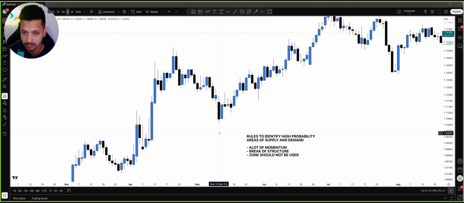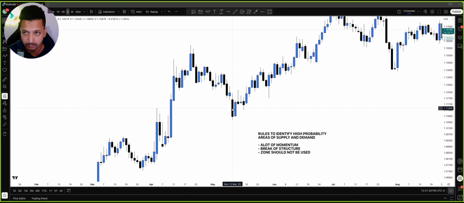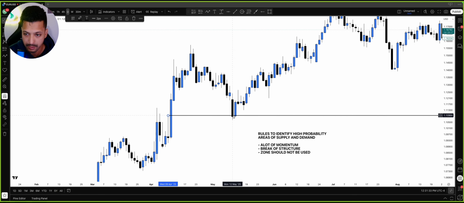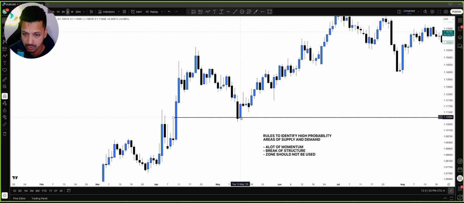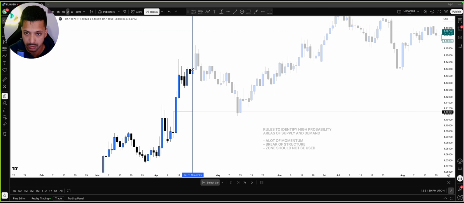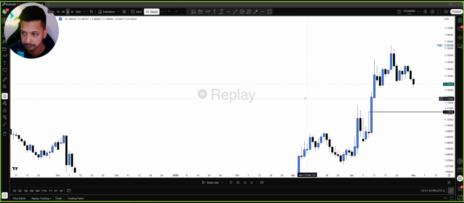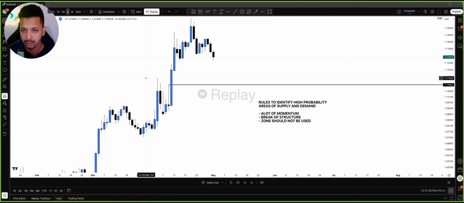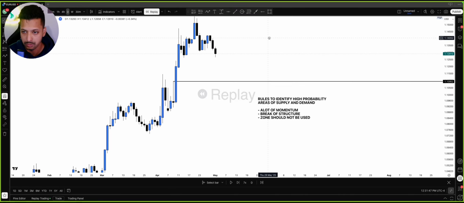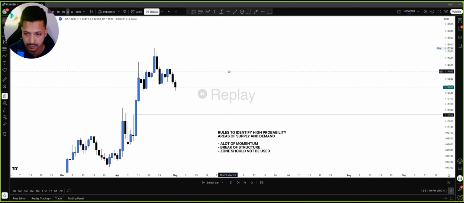So the demand zone right here, we can see is right here. So ignoring the fact that it's been used here, before it was used here, this zone was perfectly valid. Let me just go into replay mode so y'all know what I'm talking about. So if we're here, like right here. So let's go rule by rule and see if this area is valid or not.